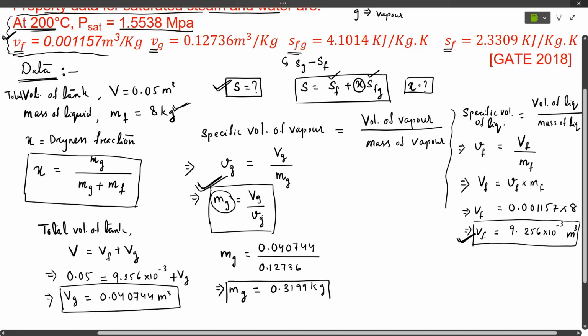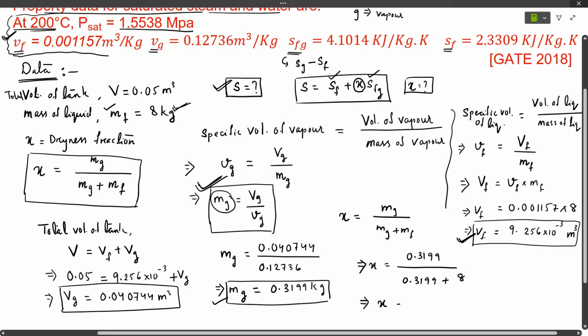Now we have mass of vapor and mass of liquid is given in the question. So we can easily get the magnitude of dryness fraction, that is x. So x is equal to mg by mg plus mf. Let's substitute the magnitude here. So x is equal to 0.3199 divided by 0.3199 plus mf is 8. If you solve this, we get x is equal to 0.0384. So this is the magnitude of dryness fraction.